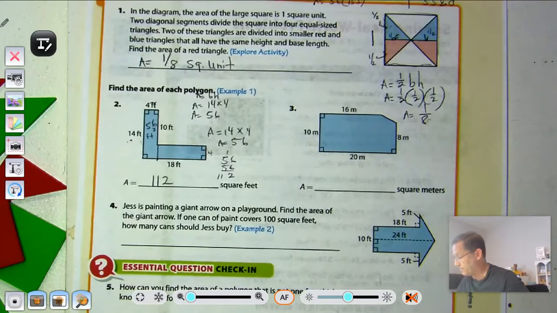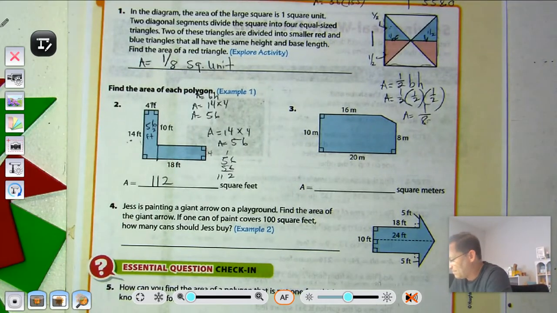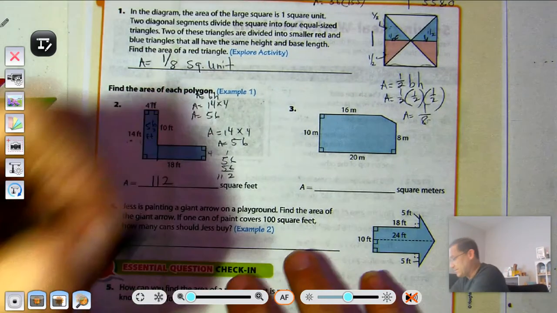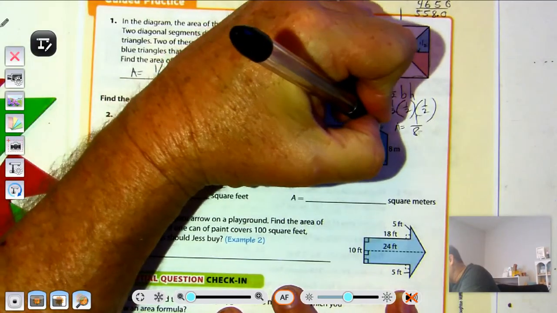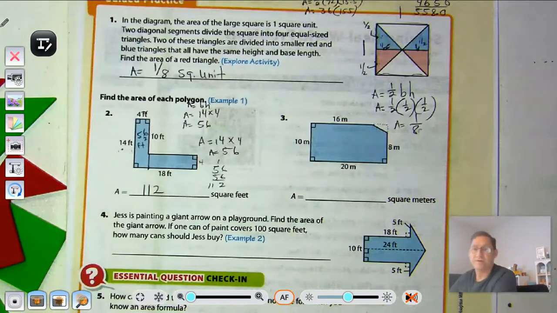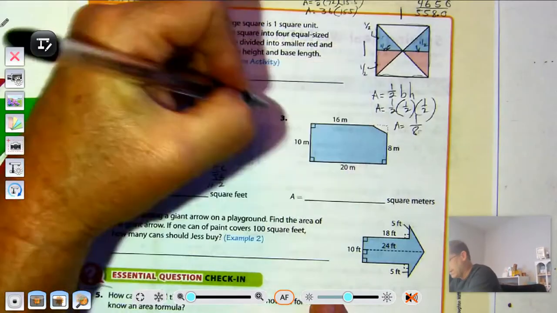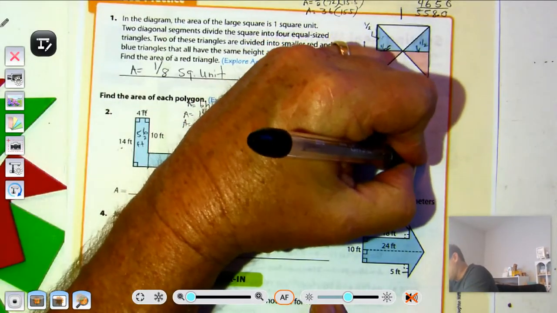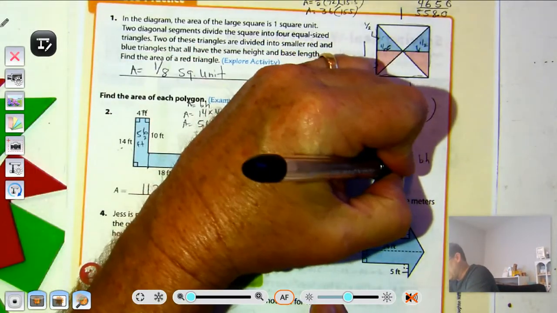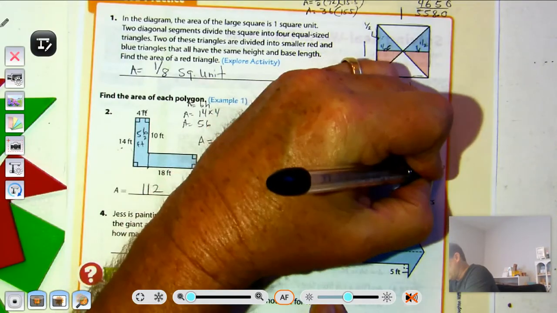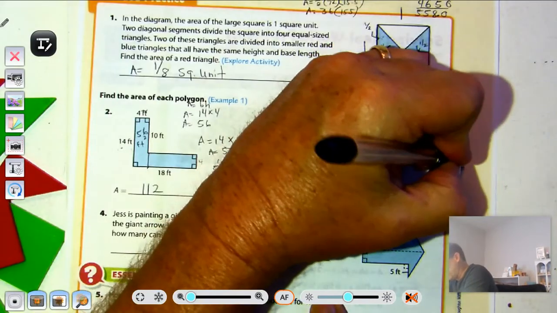All right, number 3. Now this one might be easier to subtract the little missing triangle there. So if it was complete, it would be base times height, 20 times 10, which would be 200 meters squared.